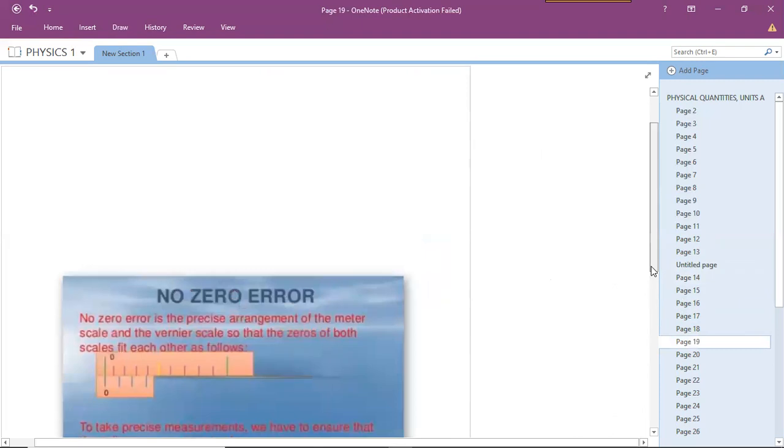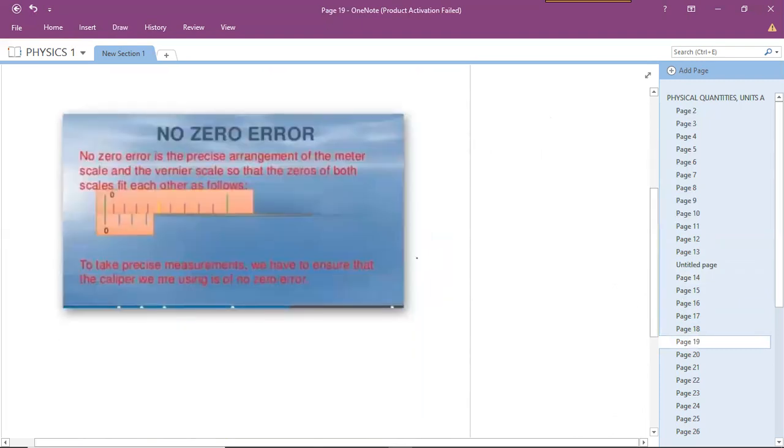So let's solve some questions. So this is a good Vernier caliper you've seen, an excellent Vernier caliper. You've zeroed the Vernier caliper. No zero error is the precise arrangement of the main scale and the Vernier scale so that the zeros on both scales fit each other like so, then you can now take precise measurements. We have to ensure that the caliper we are using is of no zero error. No zero error means you have to zero your Vernier caliper. Make sure that your main scale reading and your Vernier scale reading zeros are in alignment.